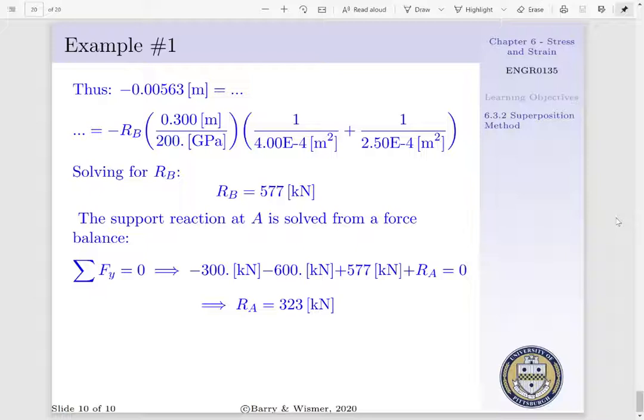Lastly, if we apply our equilibrium equations in the y direction, we can solve for our reactionary force at A. That is, we can say the summation of forces in our y direction, i.e. our vertical direction, is equal to minus 300 kilonewtons, minus 600 kilonewtons, plus 577 kilonewtons, plus RA. And we find RA to be 323 kilonewtons.